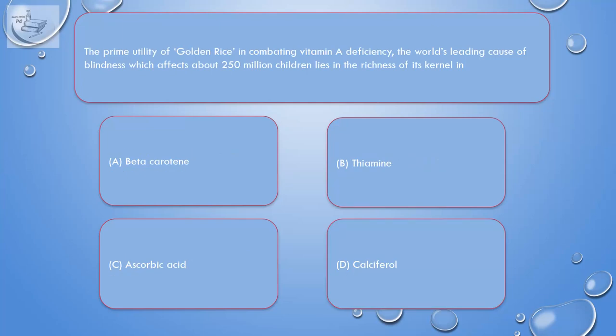Question: The prime utility of golden rice in combating vitamin A deficiency, the world's leading cause of blindness, which affects about 250 million children, lies in the richness of its kernel in A. Beta-carotene. B. Thiamine. C. Ascorbic acid. D. Calciferol. Correct answer is A. Beta-carotene.